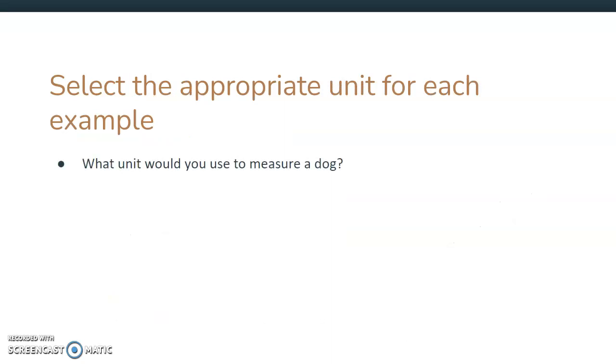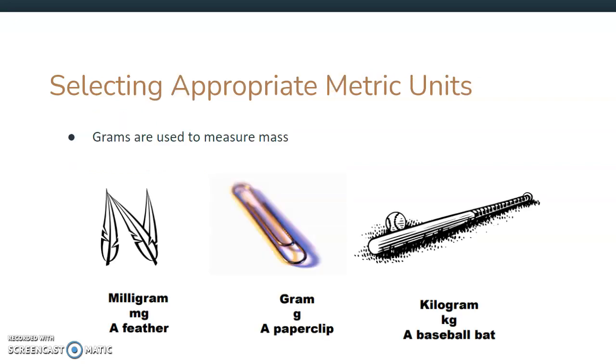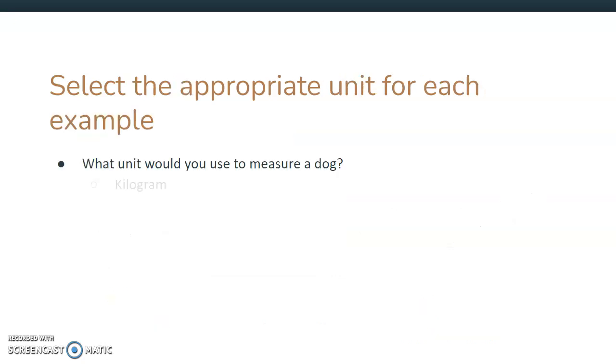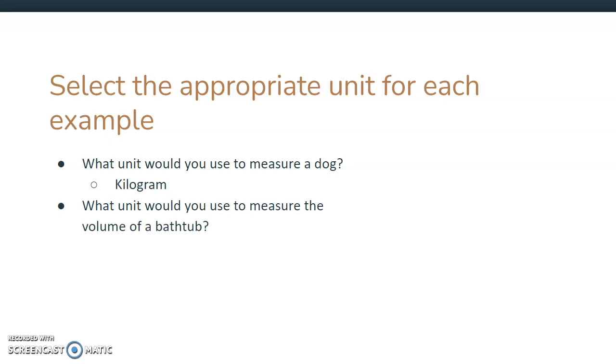So what unit would you try to use to measure your dog? Let's think about our units. When we talk about weight, we're talking about grams. So would you want to use milligrams, grams, or kilograms? Which one of these three would we pick? Well, we'd pick kilogram.